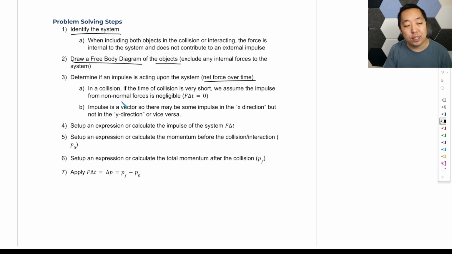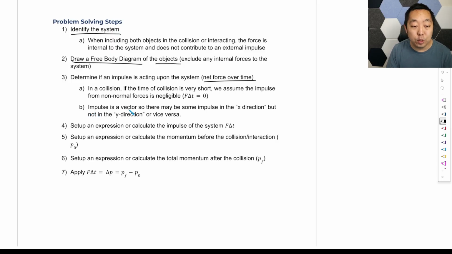So specific things. In a collision, the time of the collision is very short. We assume the impulse from the non-normal forces is negligible. That means frictional forces or tension forces, anything non-contact, non-normal forces, we assume are about 0. Gravitational force too. We assume that because the time is so short in the collision.